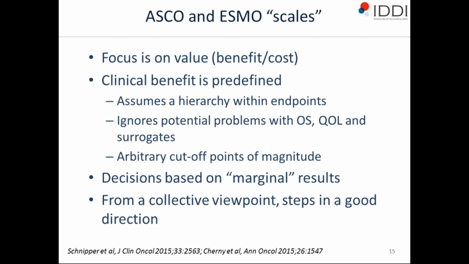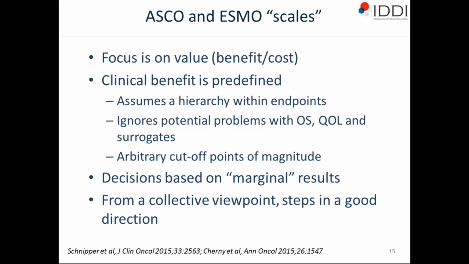So much so that recently the American and the European oncology associations decided to create their so-called value scales. They typically focus on value, the relationship between benefit and cost. Benefit can be really benefit or harm, like toxicity, so efficacy and toxicity, but there is the denominator of cost that is usually taken into account, although not necessarily in a formal way. So these scales, I would say, are a step in a good direction, but they do not really address the point that we're trying to address here today, because they predefine and assume a hierarchy within the endpoints.